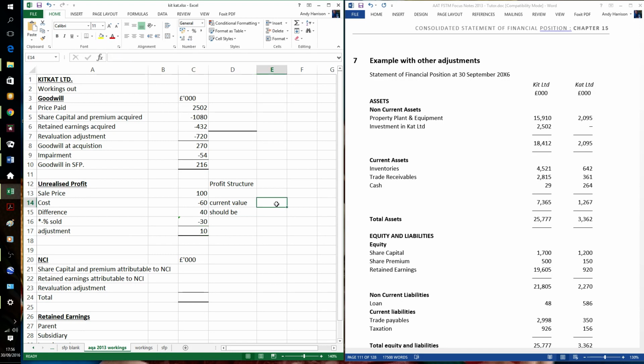Sometimes it's nice to work these things out logically, and what we've actually got sat on the shelf in our closing inventory is an item that is 1/4 of the 100,000 we paid for it. So I'm going to take that one out: 1/4 of the 100,000, £25,000 worth of items. We want to get rid of that and put in the correct value, which is 1/4 of the cost price from the group point of view, 1/4 of the 60,000. I need to reduce my profits by 10 and my closing inventory by 10.